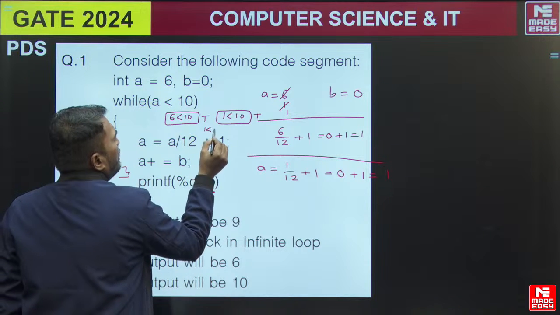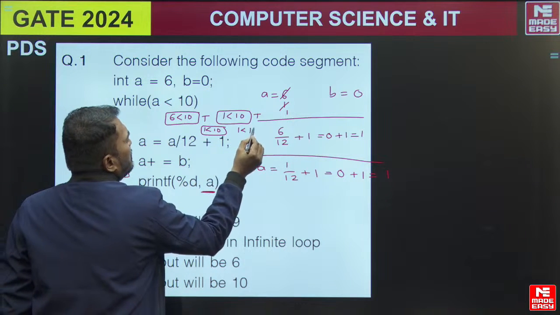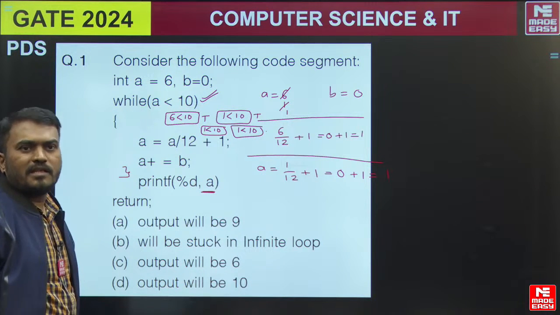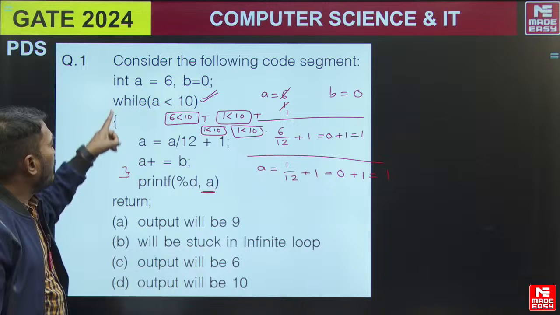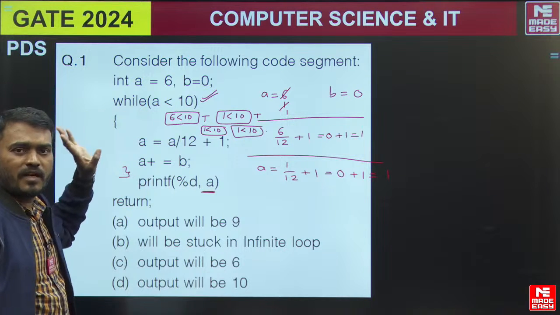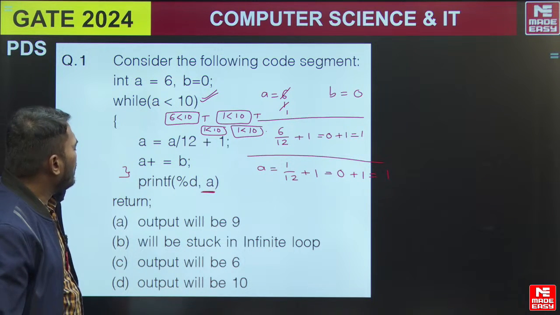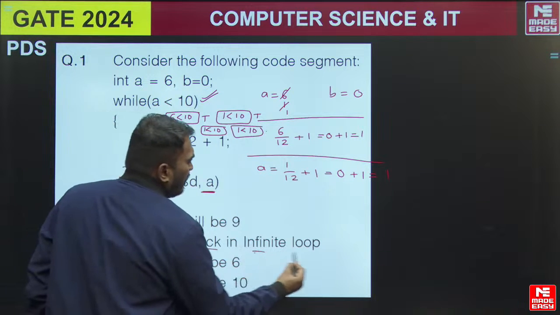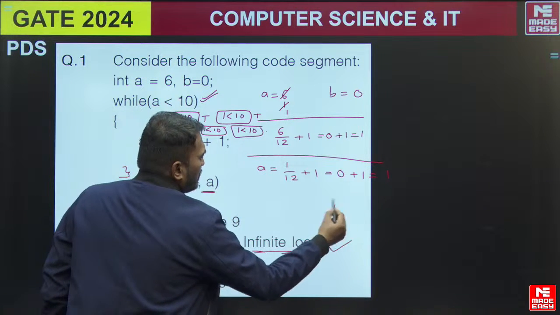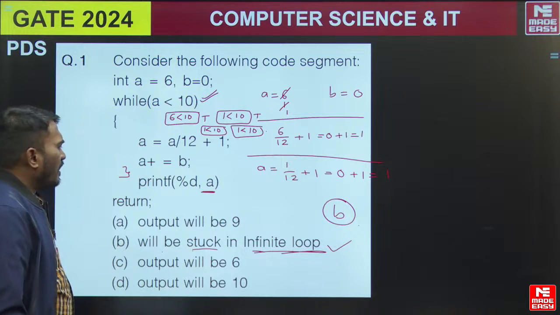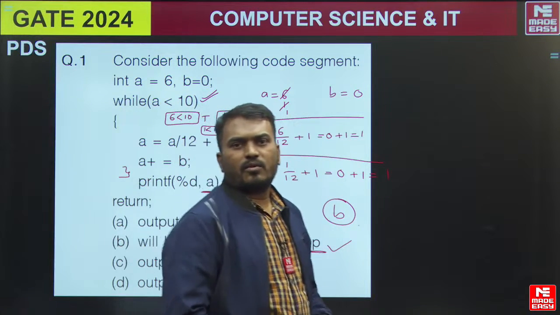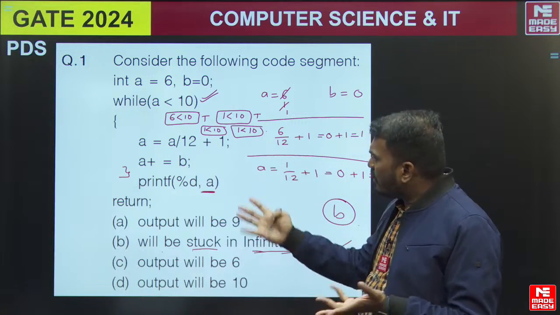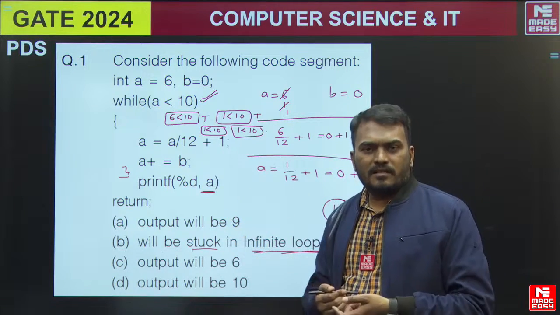Again you check 1 less than 10. So the while loop is always becoming true, and there is no chance that the while loop becomes false. So it will be stuck in an infinite loop. So the right answer is B. This is a general basic question, with no difficulty. Just execute the program normally and you will get the answer.